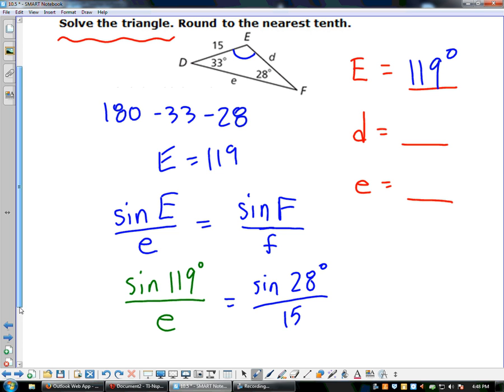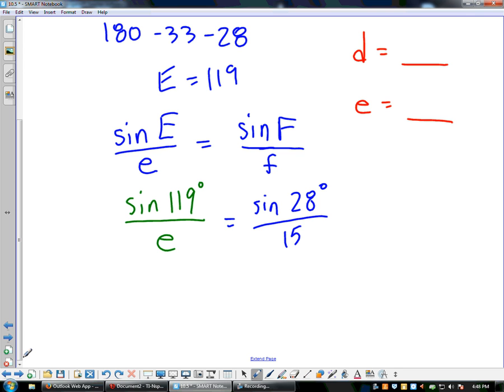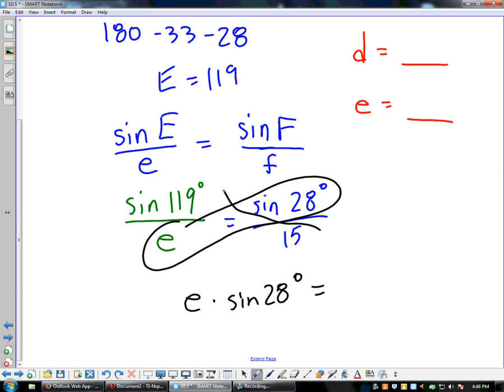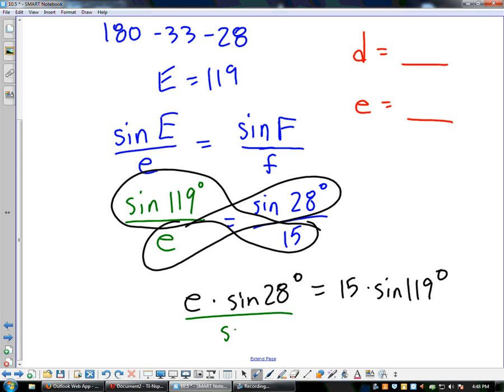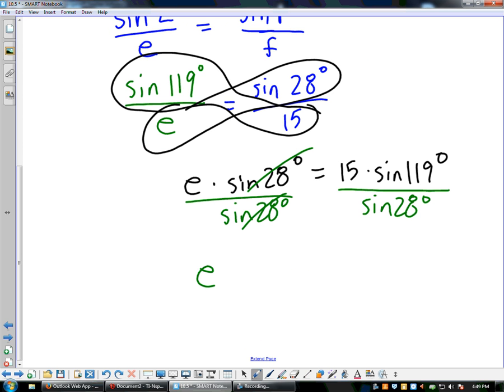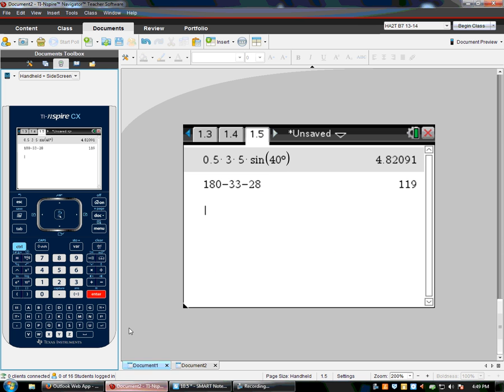So to solve this, we are going to cross multiply. If I cross multiply here, I get E times the sine of 28 degrees equals 15 times the sine of 119 degrees. If I divide both sides by the sine of 28 degrees, then we should get our answer, because those are dividing out. So we're looking to put into our calculator 15 times the sine of 119 degrees over the sine of 28 degrees.